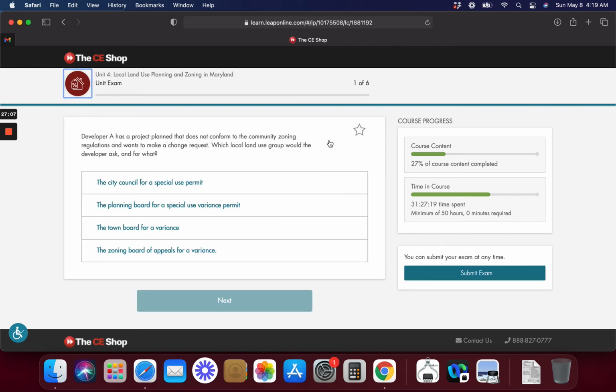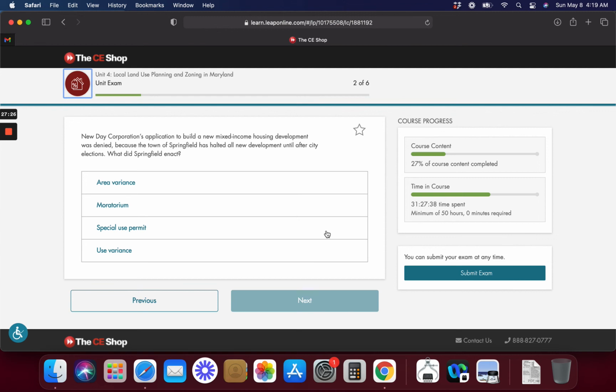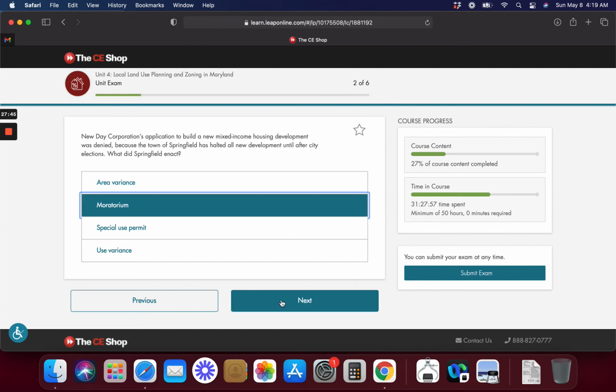Okay, developer A has a project plan that doesn't conform with regulations. He makes a change request. What is the group he goes to for the change request? I think the zoning board. All right, New Day Corporation's application to build a new mixed income housing development was denied because Springfield has halted all new development until after city elections. What did Springfield enact? Moratorium. Anything that's halted is a moratorium.